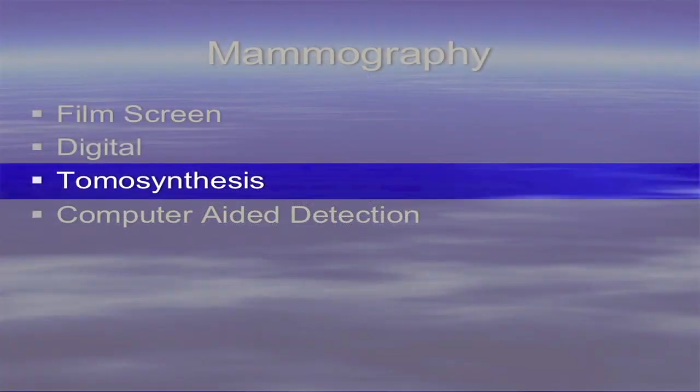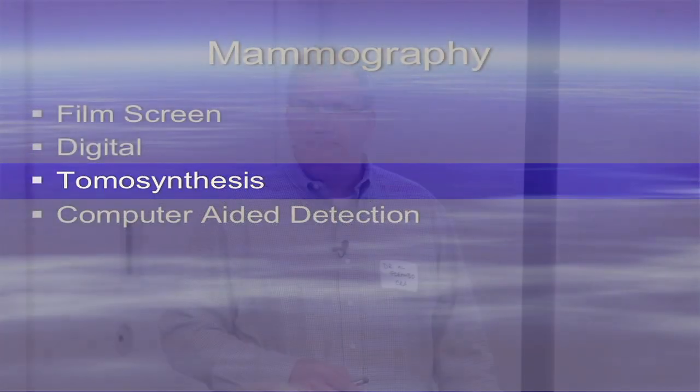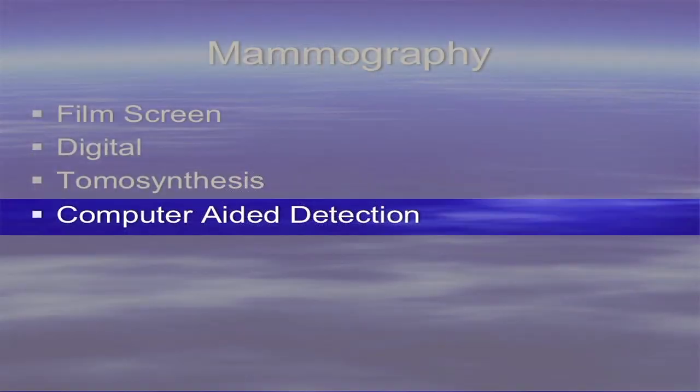Tomosynthesis is a relatively new addition to breast imaging. I have a slide later on that goes over the physics of how that works. And the other big advance in the last decade or so, I'm not great with dates, about 10 years, maybe a little longer, is computer-aided detection, where a computer algorithm is applied to the image and it helps radiologists identify areas that might be suspicious.